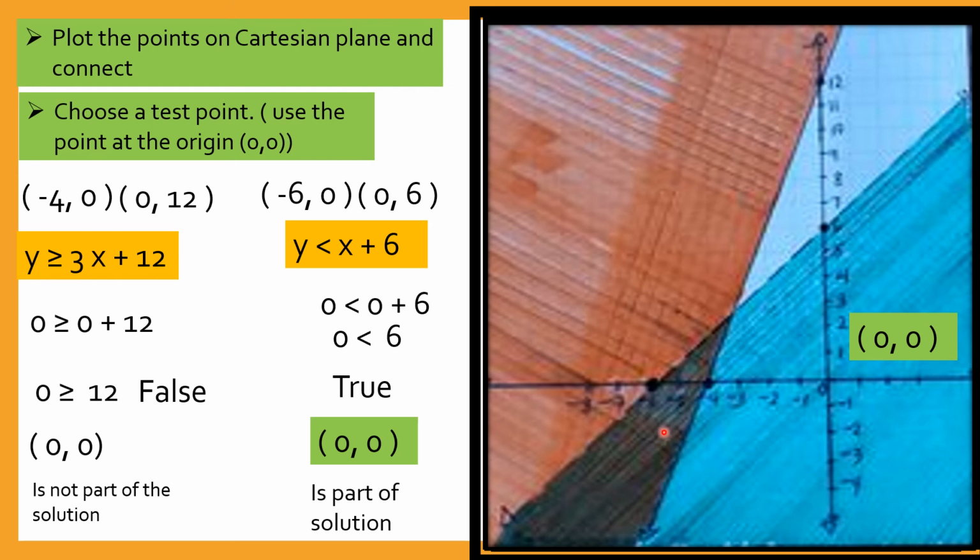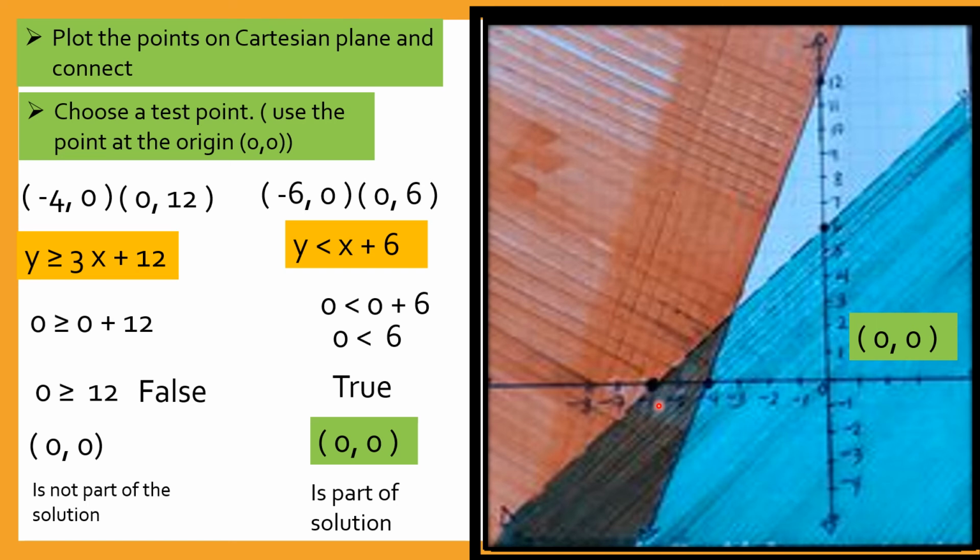Okay? So, lahat ng points na makikita dito, yan, ay part ng solution set ng dalawang inequalities na y is greater than or equal to 3x plus 12 and y is less than x plus 6. So, pwede kang pumili ng point kung gusto mong malaman, kung gusto mong itest. Kailangan ang sagot ay true. Pag iti-test natin, isa-substitute natin yung value ng x and y, yung ordered pair na mapipili natin. So, dito marami kang mapili.